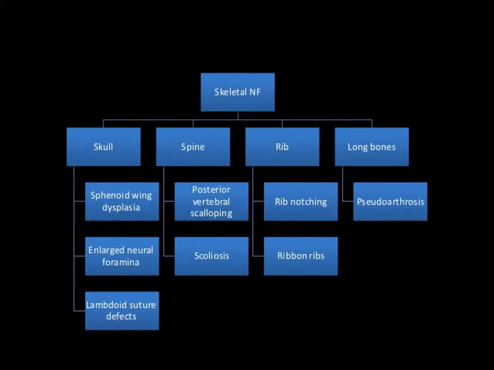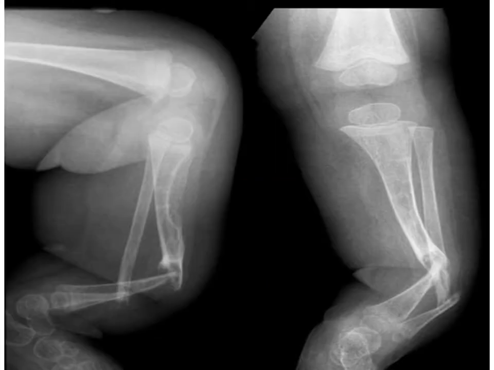In skeletal neurofibromatosis, we have, in the skull, sphenoid wing dysplasia, which we discussed, also enlarged neural foramina and lambdoid suture defect. In the spine, we have posterior vertebral scalloping and scoliosis. In the ribs, we have rib notching and ribbon ribs. In the long bones, we have pseudoarthrosis. So when someone asks you what the findings in neurofibromatosis are, you have to mention all of these: skeletal, CNS, skin, the whole thing. There are a lot of manifestations.